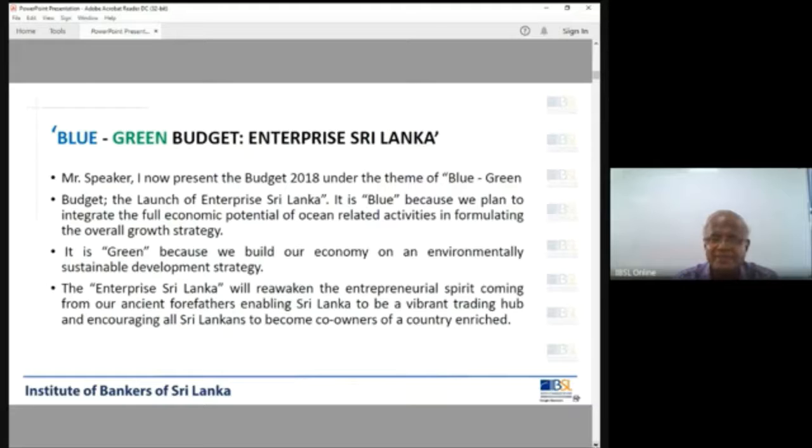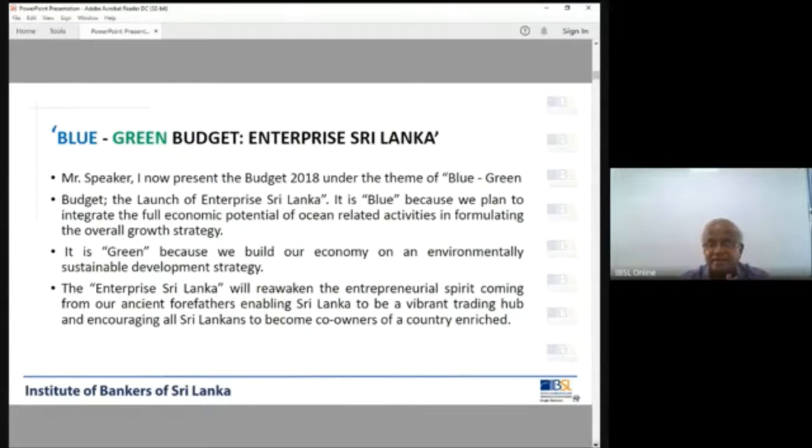Blue-green budget, enterprise Sri Lanka. Very catchy, the theme, right? Mr. Speaker, I copied that from the speech, where we have the very important points, medium-term plan, targets. Mr. Speaker, I now present the budget 2018 under the theme of blue-green budget, the launch of enterprise Sri Lanka. It is blue. Why is it called blue? Because we plan to integrate the full economic potential of the ocean, the ocean being blue, ocean-related activities in formulating the overall budget.